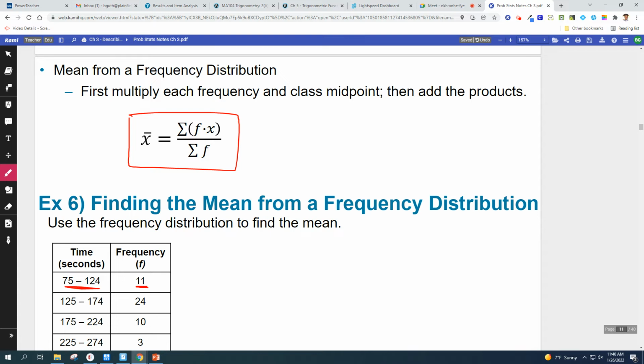I see that sigma a couple of times. Sigma means sum, but it says first multiply each frequency and class midpoint. So there's the key right there: you're going to have to find the midpoint for each of the rows, for each of the classes or categories, then add those products. So that's what the top line says. Then we're going to have to divide by the total number in the frequency table, the total number of numbers.